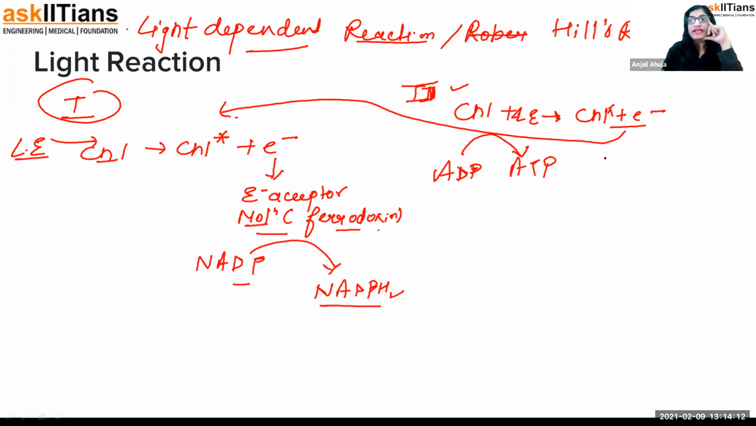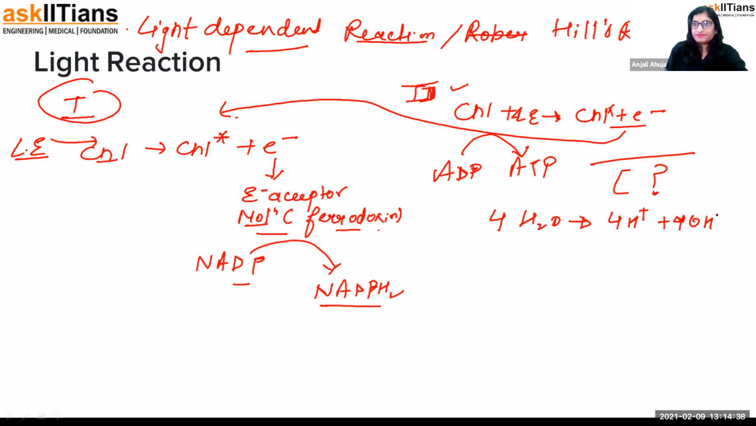So now, photosystem two is also going to have an electron deficiency. What will happen? Guys, understand this point. This electron deficiency is fulfilled by photolysis of water. Here the H2O molecule splits up. Four molecules of H2O, in the presence of sunlight, split up to form 4 H positive and 4 OH negative. This hydrogen is what is going to be given from the photolysis.